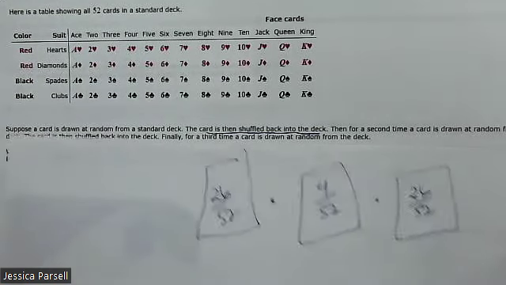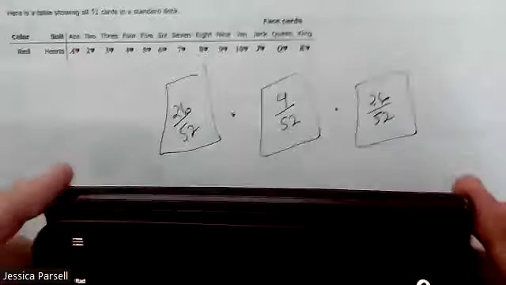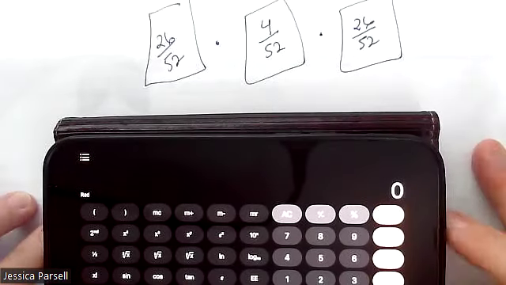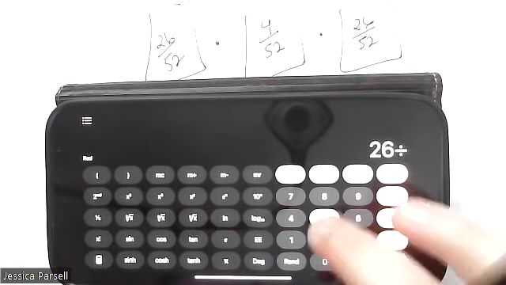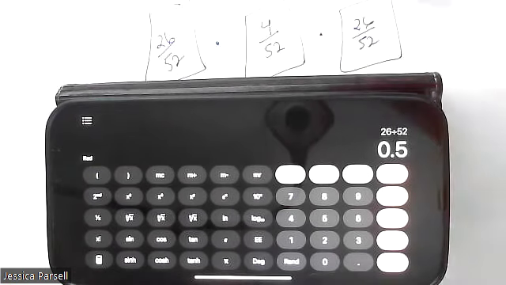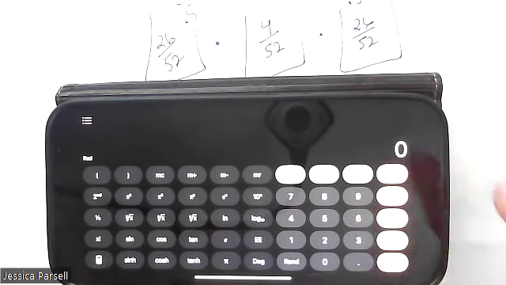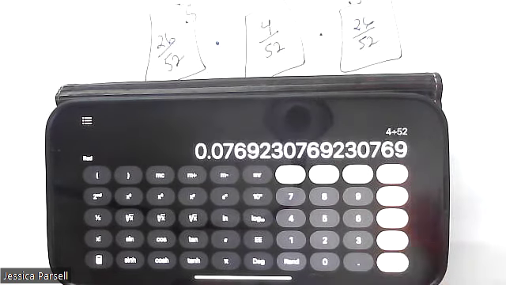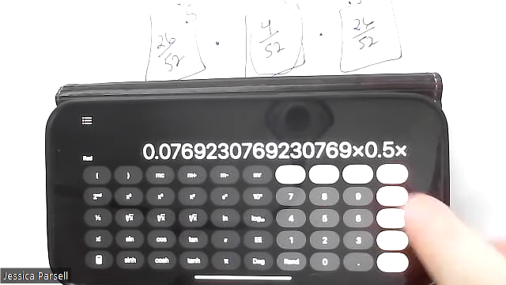I'm going to see if I can do this with my calculator here. Trying to get it to turn sideways here. All right, so 26 divided by 52 is 0.5. So I'm just going to put a little 0.5 right here, which means this is 0.5. And then I'm going to clear that out, and 4 divided by 52 is a whole long number. So I don't want to write that down. So what I'm going to do is take that, multiply it by 0.5, and then multiply it again times 0.5.